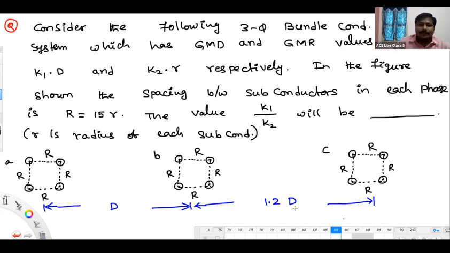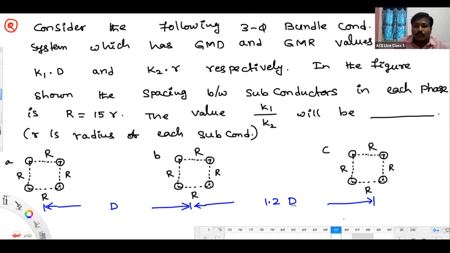Okay, kindly listen to me. Did he mention anything about transposition? No, we have to assume it. Not only that, we have to assume that the conductors are carrying balanced currents also. Those are inherent assumptions in each and every problem. I have mentioned it to you already. If it's an untransposed system, they will mention it in the question.